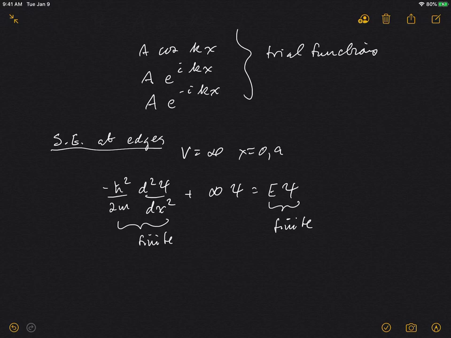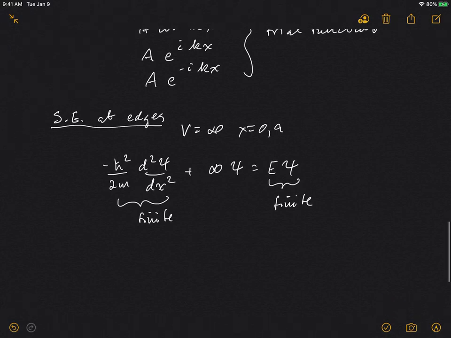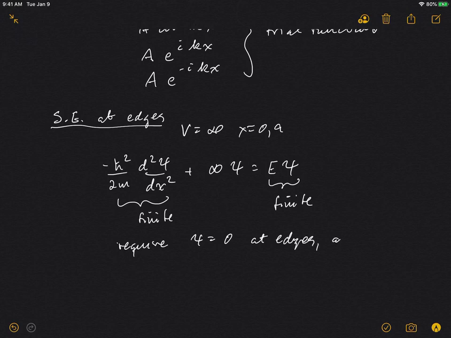We can, and outside the box, this only works if we require psi equals 0 at the edges and outside our box. Okay, so that helps us deal with this apparent problem.